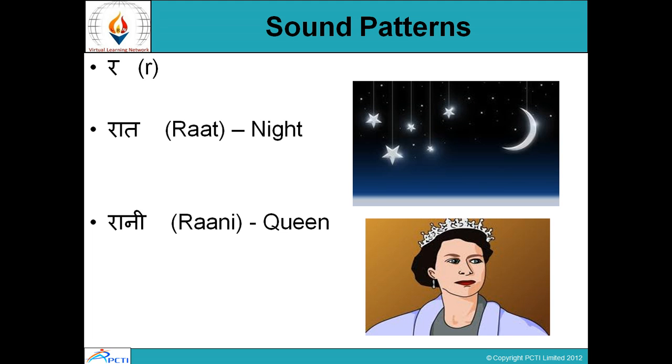Few more sound patterns with ra. Raat. Raat is night. Night time we have stars, moons, and we sleep at night. So night is called raat. Rani. Rani is queen. Queen is the superpower of the kingdom. King's wife, queen. So queen is called as Rani.